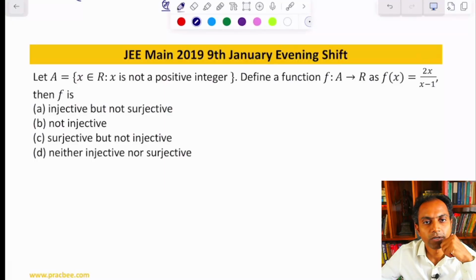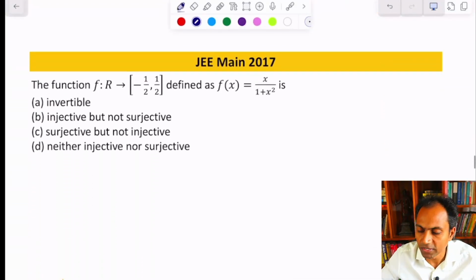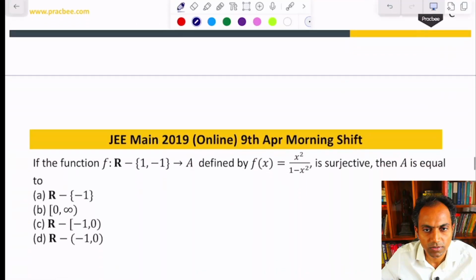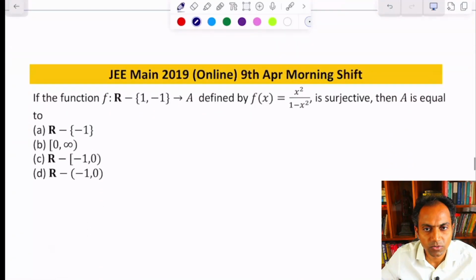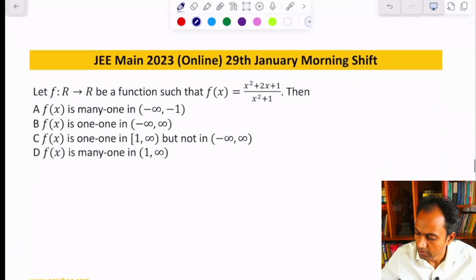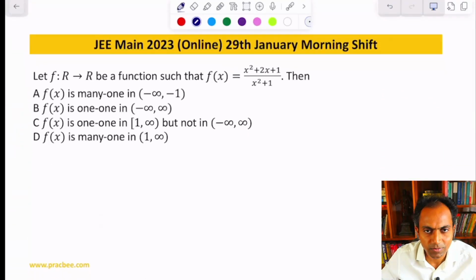Now this 2019 question can be solved using a similar method. In 2017 again a similar kind of question was there. This 2019 again can be solved using a similar method. Even the graphical method would work in this case. This 2023 question, again it is a similar question, almost with changed values.